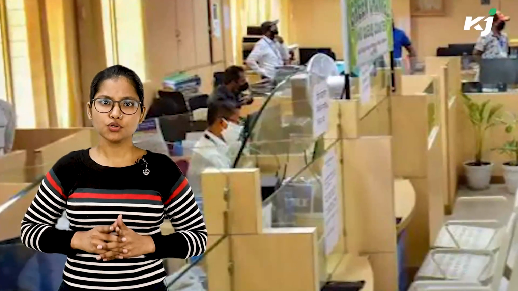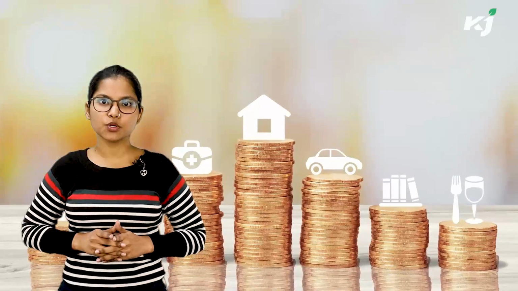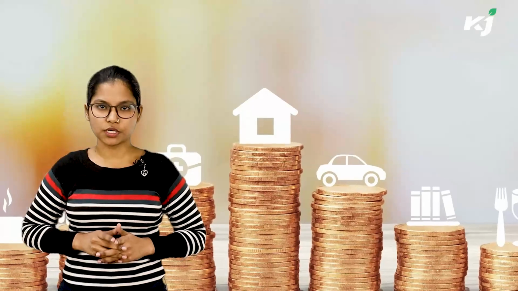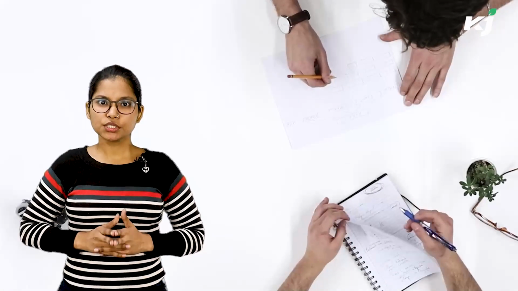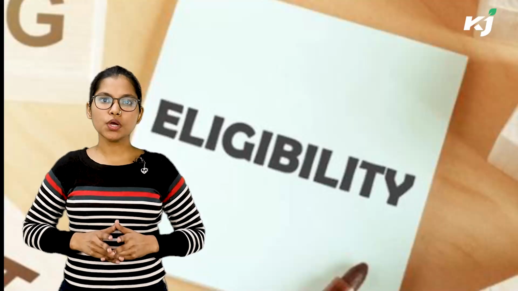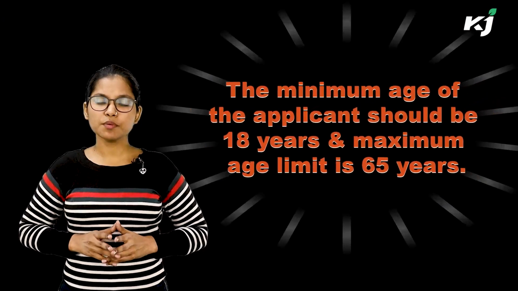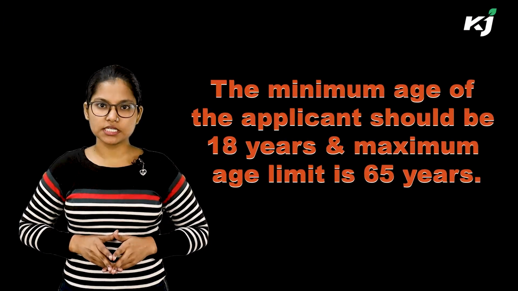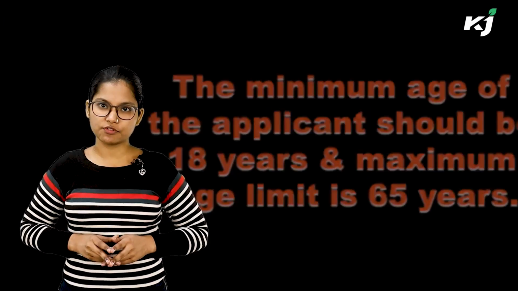SBI e-Mudra interest rate and charges. Linked to MCLR that ranges between 8.40% to 12.35%. Processing fees. No fees for Shishu and Kishore and 0.5% of the loan amount for Tarun. Prepayment charges. 3 to 5 years including a moratorium of up to 6 months depending on the activity, income generation. Who is eligible for e-Mudra? The minimum age of the applicant should be 18 years and the maximum age limit is 65 years.